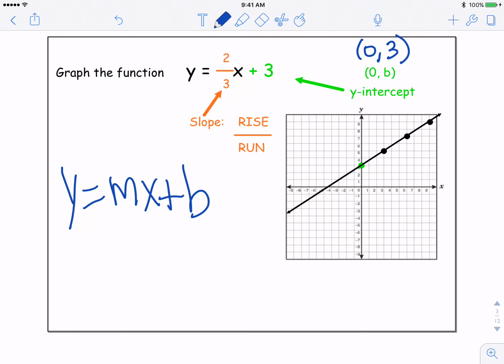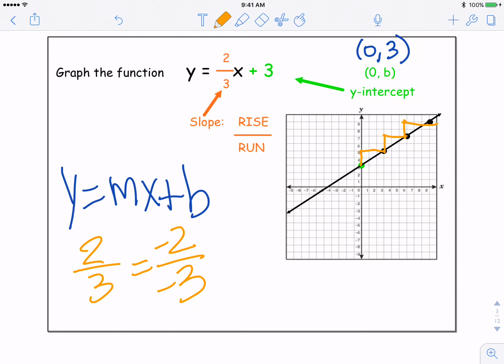So if I continue to go a rise of 2, a run of 3, then I will still be on that line. If I rise 2 and I run 3, I'm still going to be on that line. Same thing here. If we want to go in the other direction, I can rewrite 2/3 as negative 2 over negative 3. Those are the same fractions because a negative divided by a negative would cancel each other out and turn back positive.